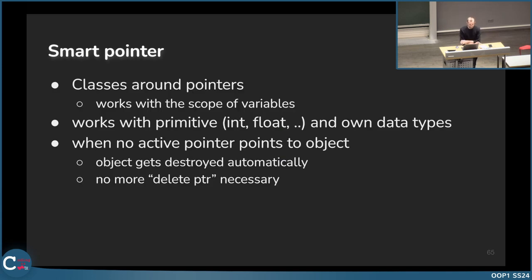So to sum it up, smart pointers are classes around pointers. They also work with primitive data types like integers and floats, but also with your own data types. And they automatically destroy the object when no active pointer points to the object anymore, so when they run out of scope. So the cool thing here is you do not need the delete keyword anymore because it will be destroyed automatically.